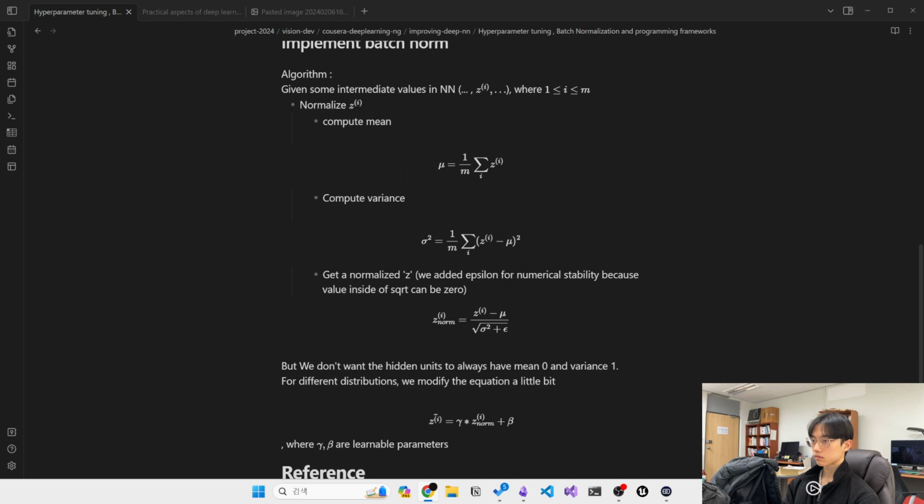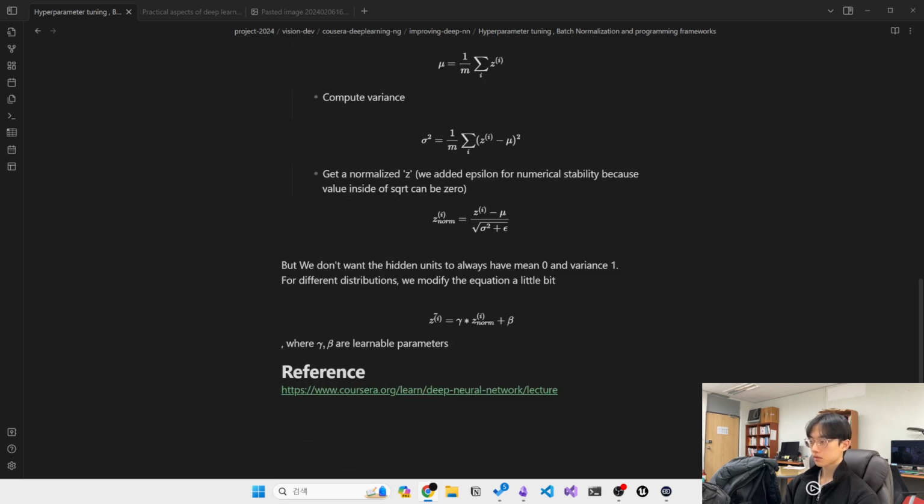And so by an appropriate setting of the parameters gamma and beta, this normalization step, that is these four equations, is just computing essentially the identity function. But by choosing other values of gamma and beta, this allows you to make the hidden unit values have other means and variances as well.